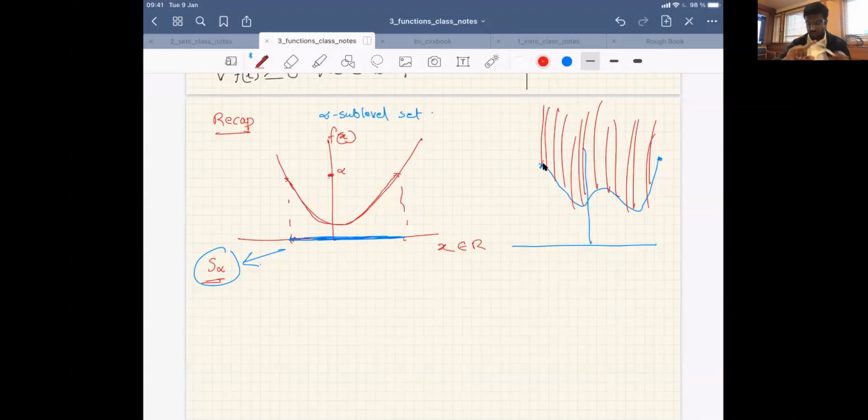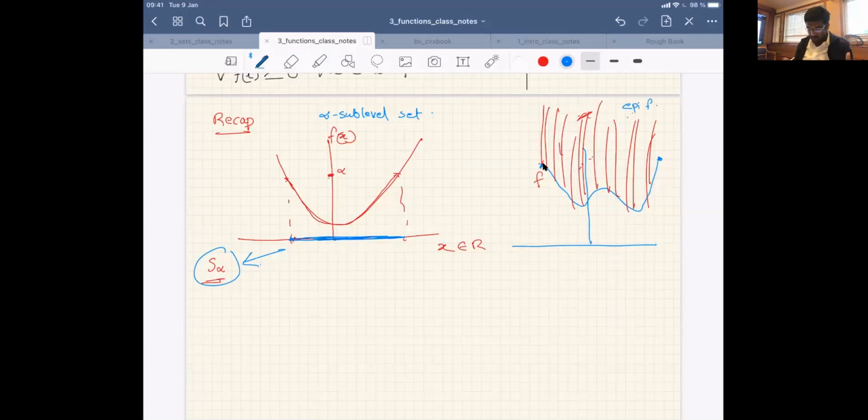So another concept we were seeing was the epigraph. All the region above this graph, right? So this is the epigraph. If this function is f, we will denote this as epi of f. This is the epigraph of f.